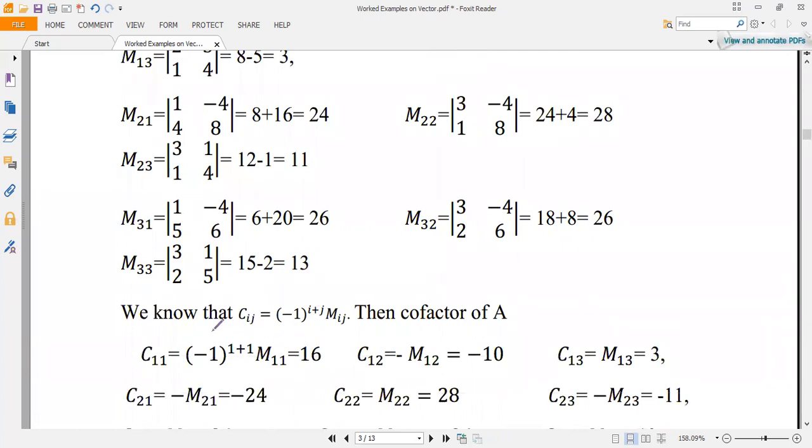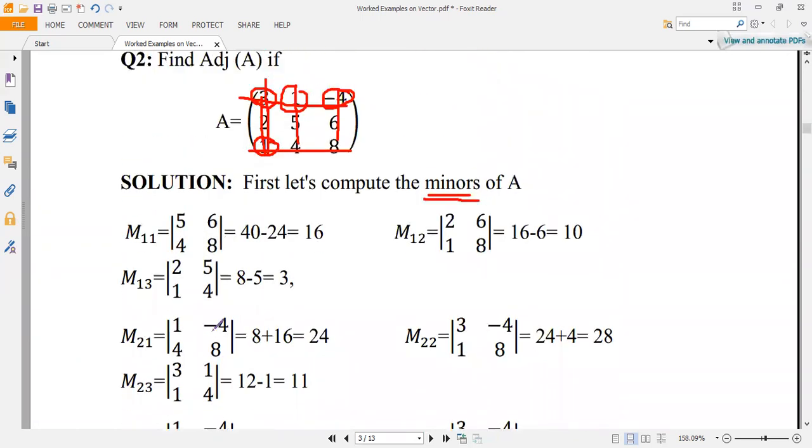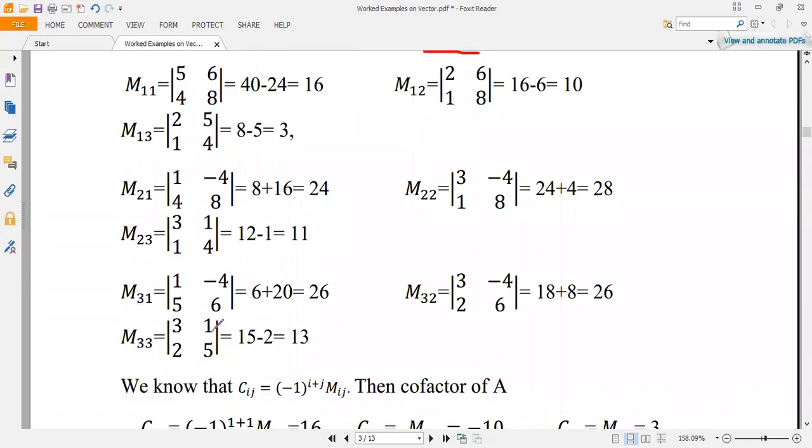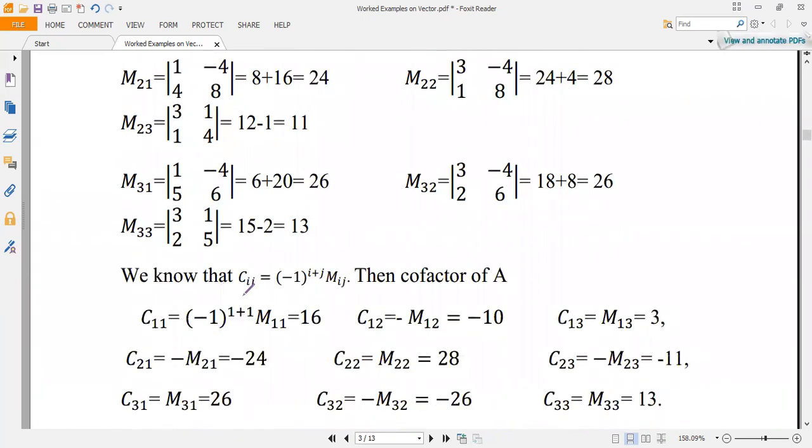If you compute the minor of each element in the matrix, then we compute the cofactor of the matrix. The cofactor is the minor times minus 1 to the power of i plus j, where i and j are the position of the element in the matrix. Therefore, C11 is minus 1 to the power of 1 plus 1 times M11, which is 16. And C12 is minus the minor M12, which is minus 10. C13 is the same as the minor M13.